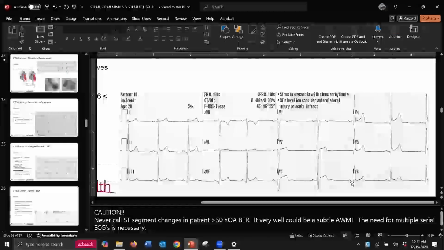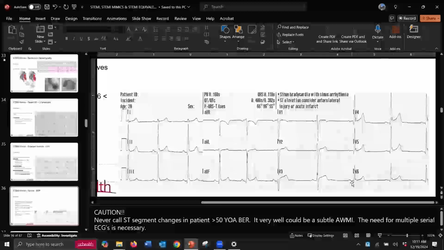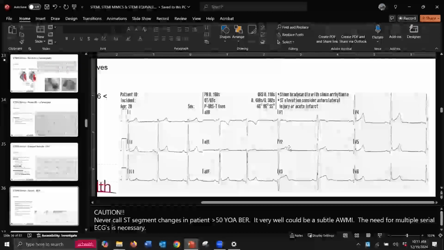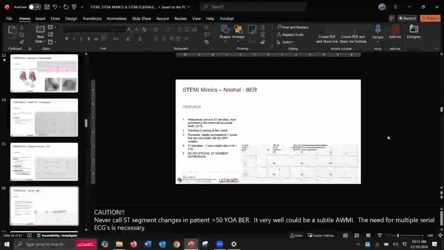There's ST elevation. There's no reciprocation. There is no ST depression anywhere in this. There's no T wave inversion anywhere in this. And the other one is, if you look at your ST segment, it is happy faced, right? It's convex or concave? It's convex, right? Concave ST segment elevation is what we're looking for in the presence of myocardial injury.